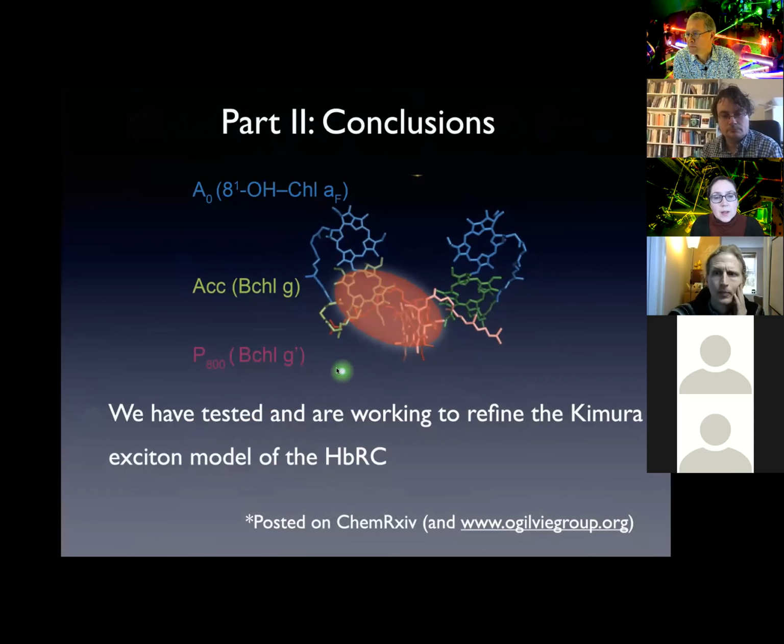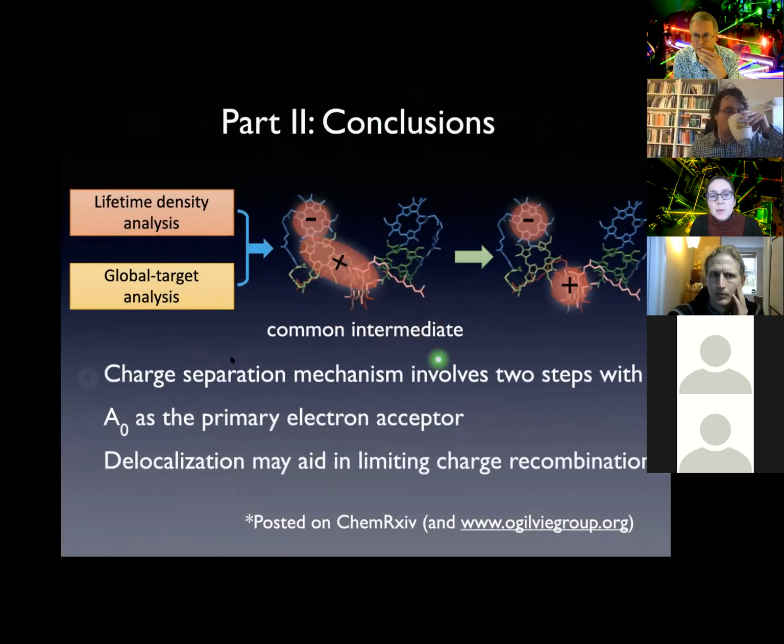So to summarize this last part of the talk, we've been able to refine the Kimura exciton model of the HbRC, and we've also combined lifetime density analysis and global target analysis to show that independent of where the excitation occurs, we reach this common charge separation intermediate prior to the final charge separated state, and A0 is the primary electron acceptor. Interestingly, we think that this delocalization that we saw may be important for limiting charge recombination, and may also be important in other reaction centers.